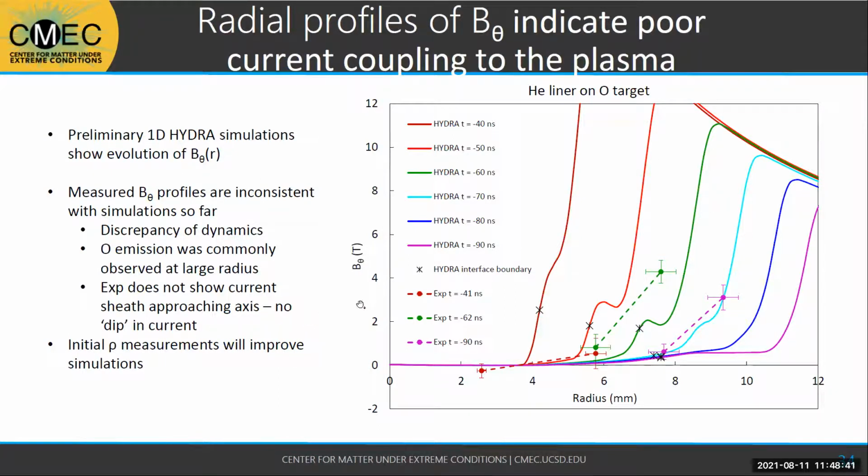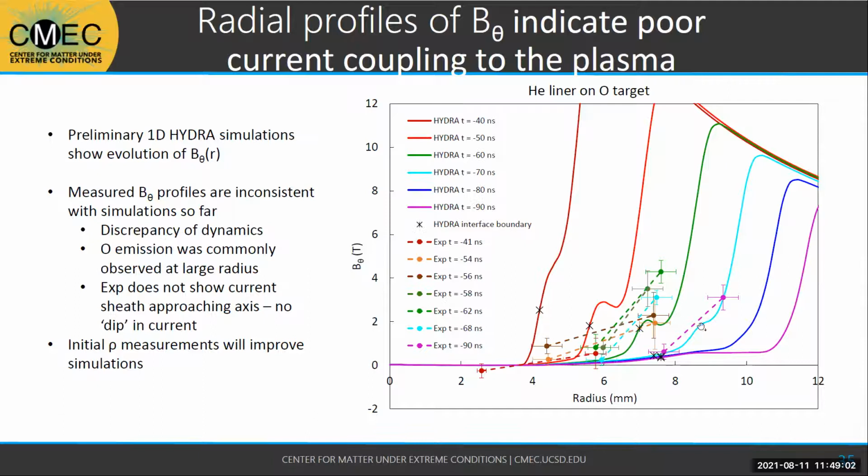So to improve the simulations, we definitely need better characterization of the initial gas density. These were done using rough estimates to provide some kind of comparison. And I mentioned I'm only showing three experimental points here, but we actually took some more. It was a little bit messy, but we're getting the same results over a good handful of shots.